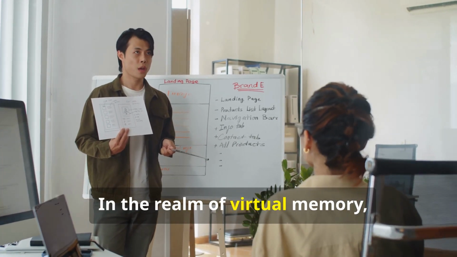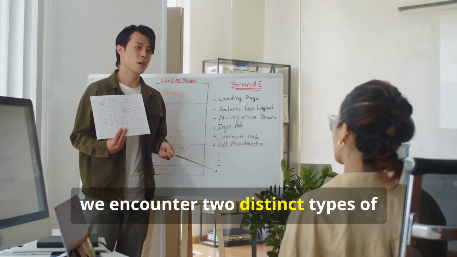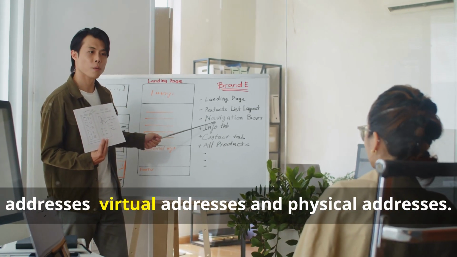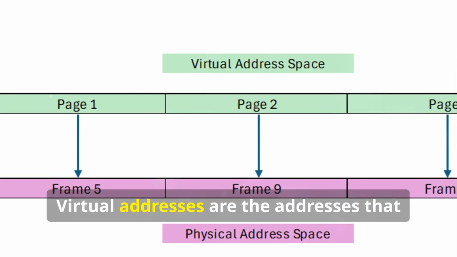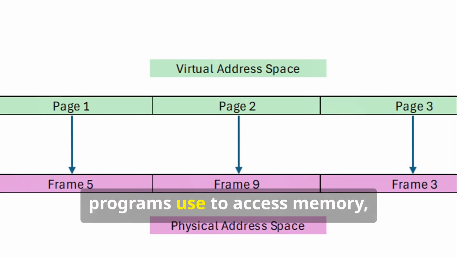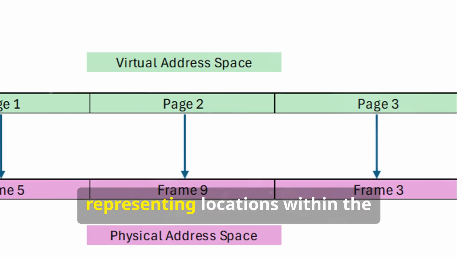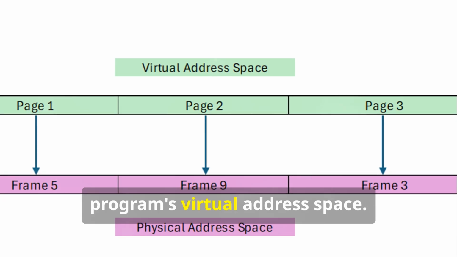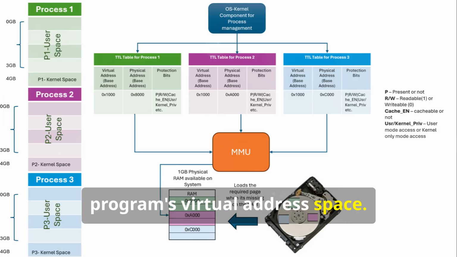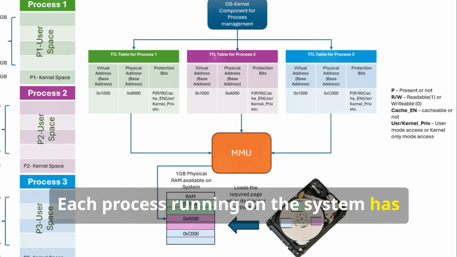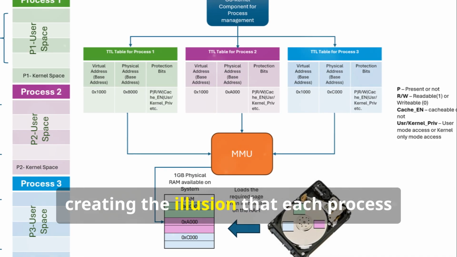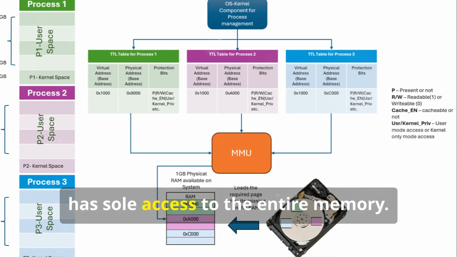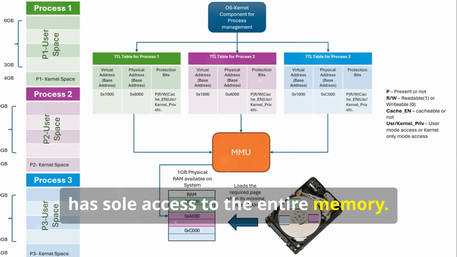In the realm of virtual memory, we encounter two distinct types of addresses: virtual addresses and physical addresses. Virtual addresses are the addresses that programs use to access memory, representing locations within the program's virtual address space. Each process running on the system has its own private virtual address space, creating the illusion that each process has sole access to the entire memory.